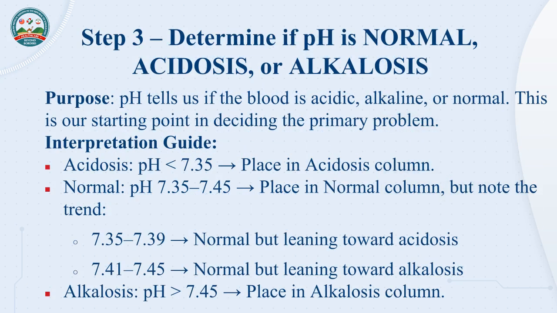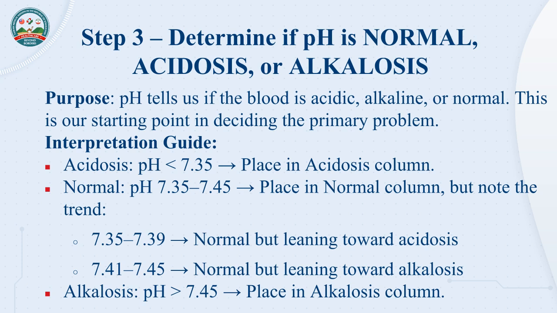This is our starting point. It tells us if the blood is acidic or alkaline. The rules are simple. If pH is less than 7.35, it's acidosis. If pH is between 7.35 and 7.45, it's normal, but watch the trend.